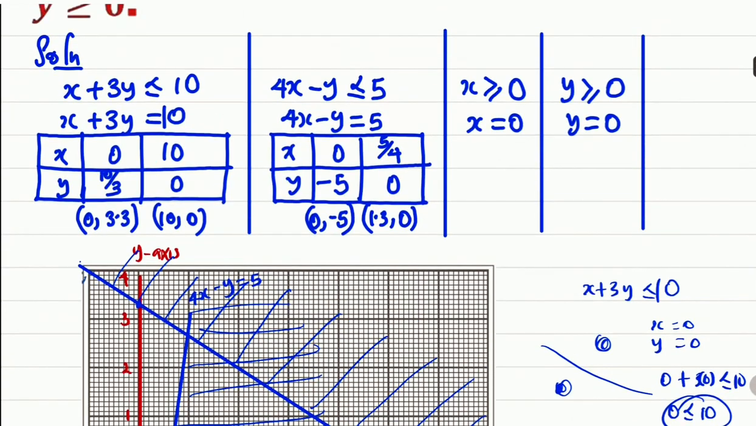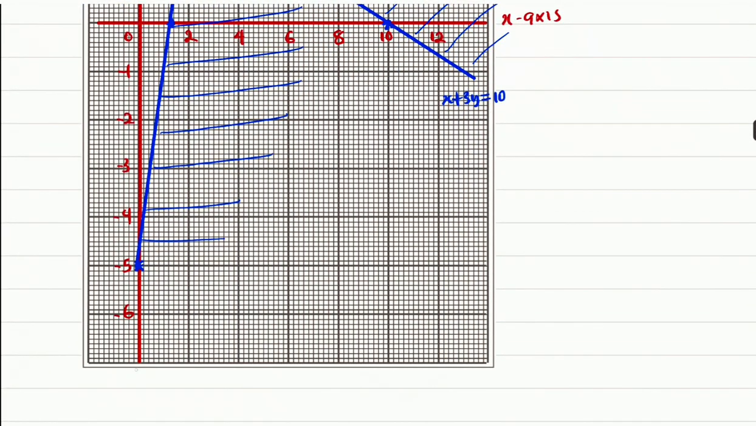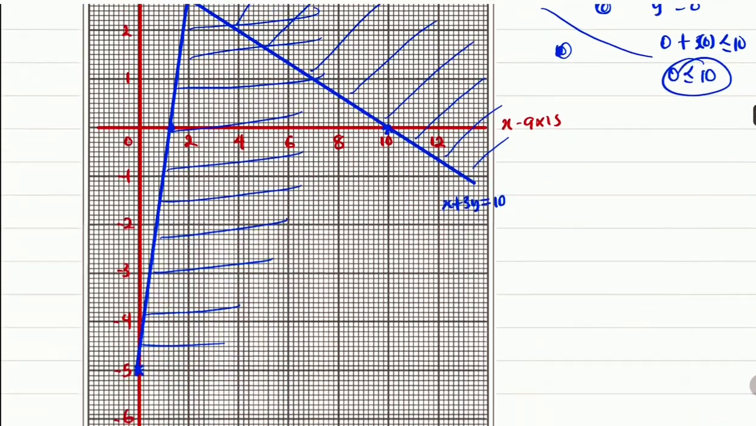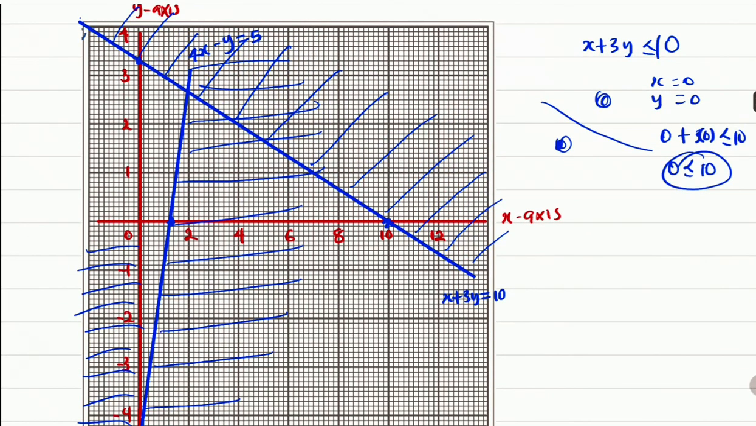Now the next thing is x is equal to 0. This is very simple. Now this is the line for x. This is the line for x is equal to 0. And if we check, it is greater than 0. So we are going to shade all parts of x is less than 0. So we now shade this part. Okay, we shade this part.